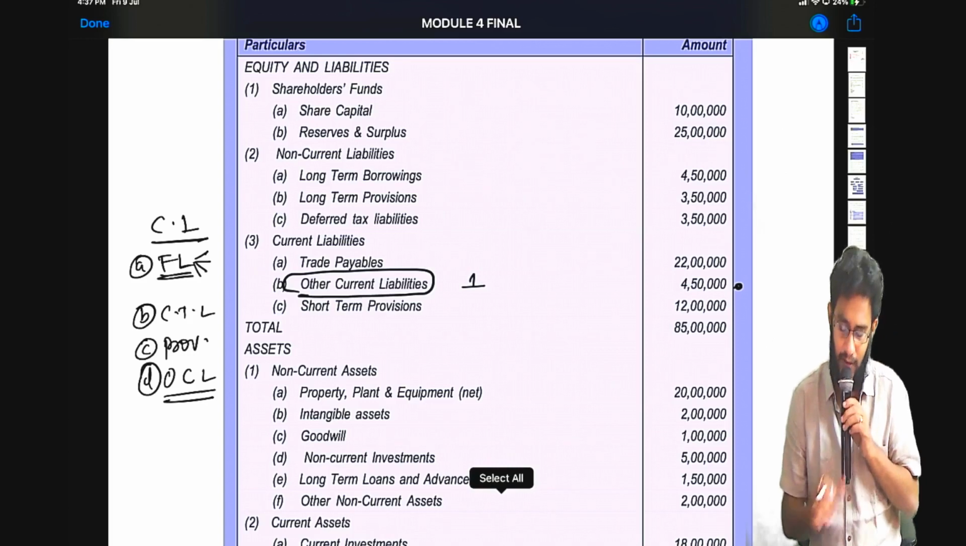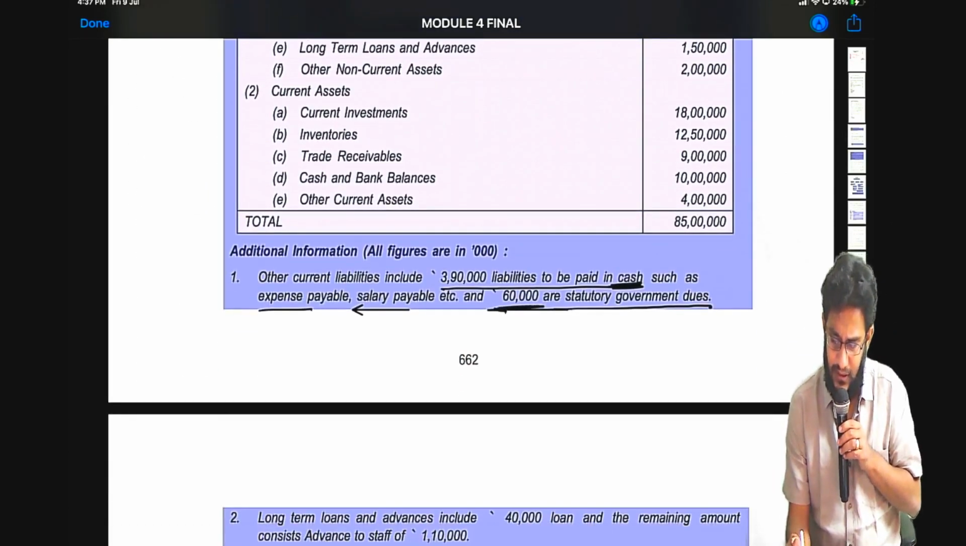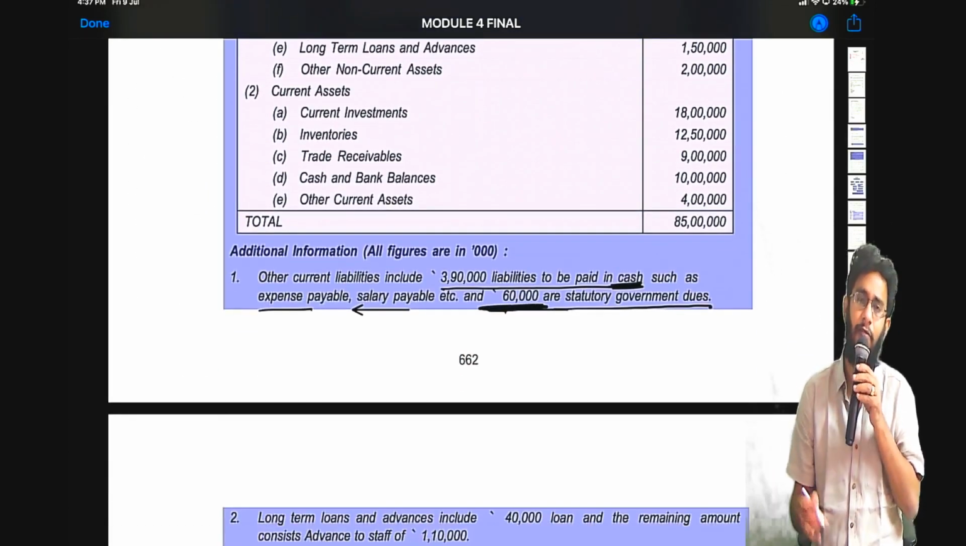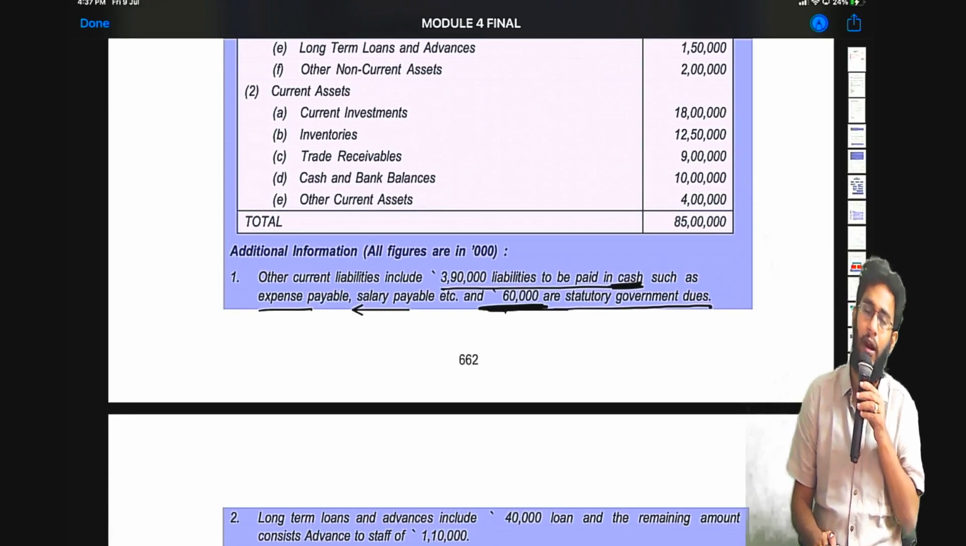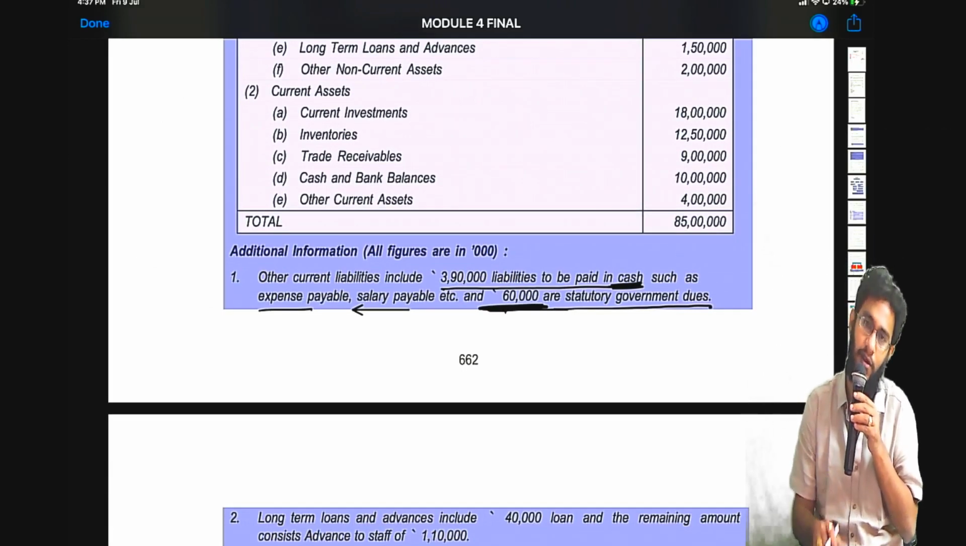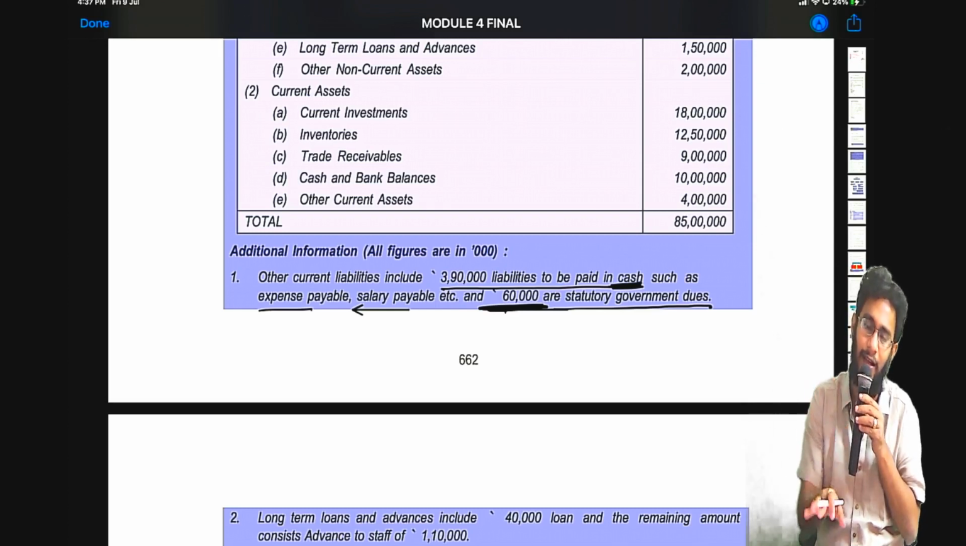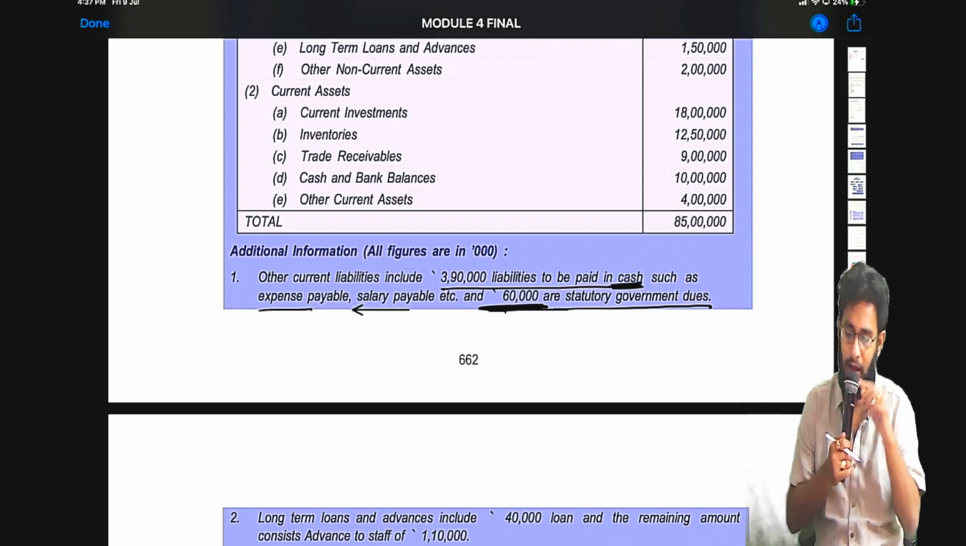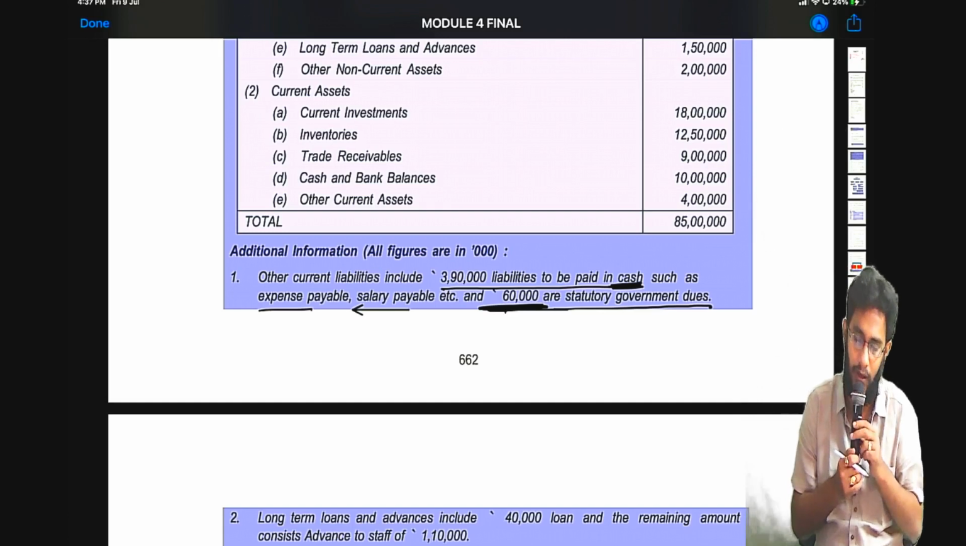So that's a mistake. Sir, even this 60,000 you have to pay in cash only. No, there's a government due. Government dues are not contractual obligations, they are statutory obligations. Government obligations cannot become financial liabilities. So 60,000 will stay there only under the heading of other current liabilities. 3,90,000 you have to group under other financial liabilities. That's the adjustment.